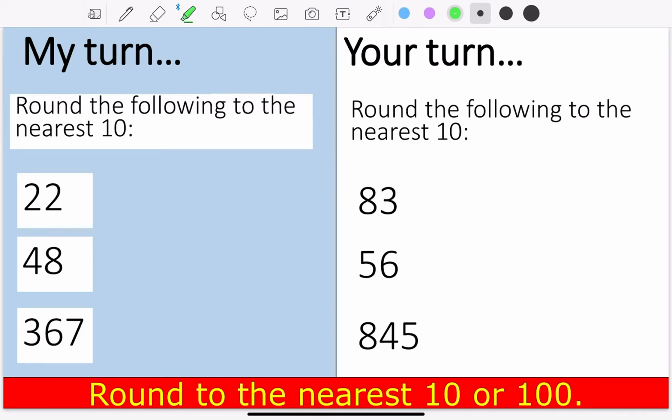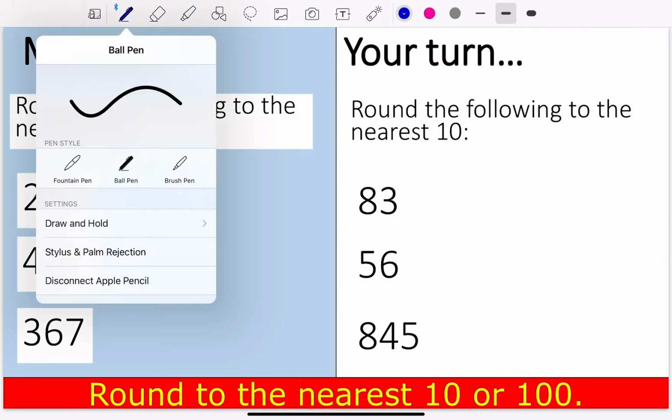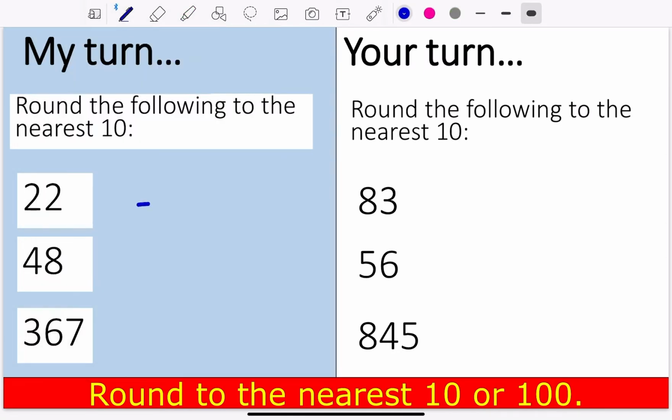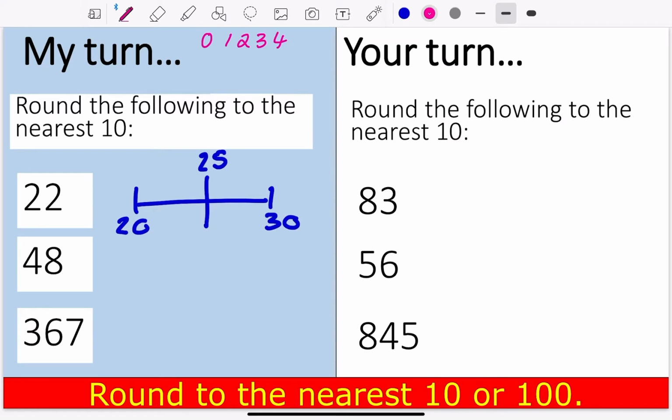For example, for 22, if I have 20 and the next 10 up would be 30. 25 sits directly in the middle, but remember our neighbour's rule. If our neighbour is 0, 1, 2, 3, or 4, our 10 is going to stay the same and we're just going to get rid of anything else. If our neighbour is 5, 6, 7, 8, or 9, we're going to jump to the next 10. So be careful with 25. Although it does sit directly in the middle, it does mean that we push it up to the next 10.